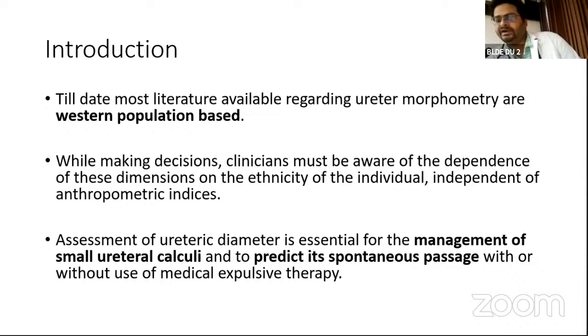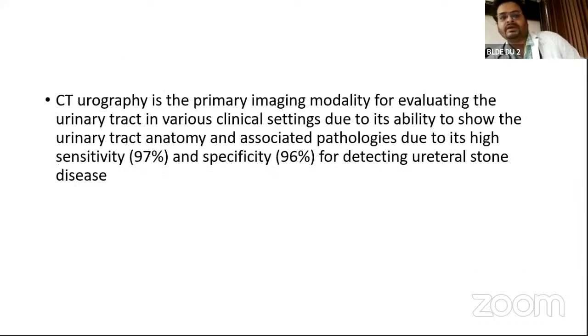Assessment of the ureteric diameter is essential for the management of small ureteric calculi and to predict the passage of such small calculi with or without the use of medical expulsive therapy. The medical expulsive therapy is basically alpha blockers like tamsulosin, silodosin, and alfuzosin.